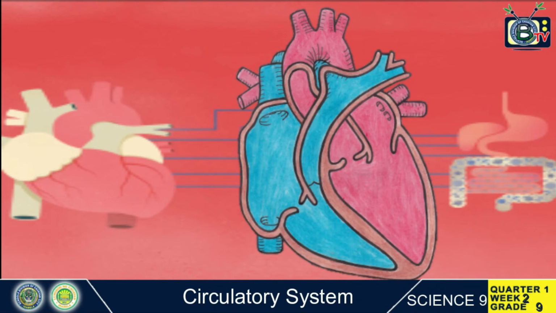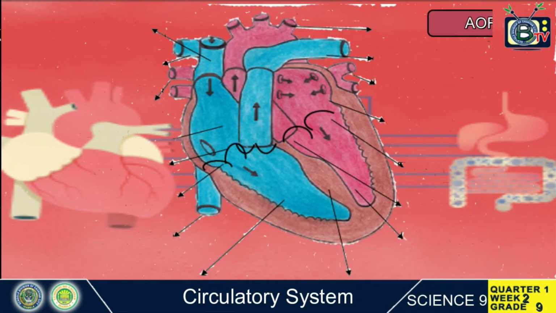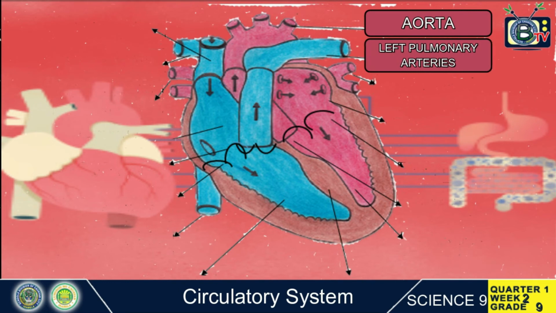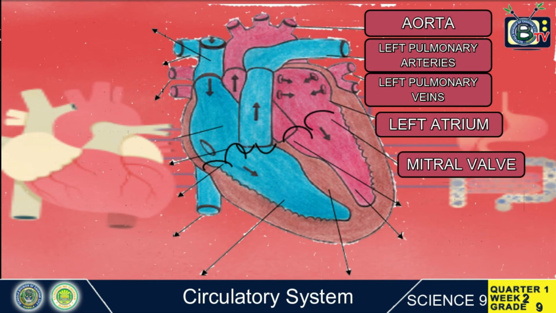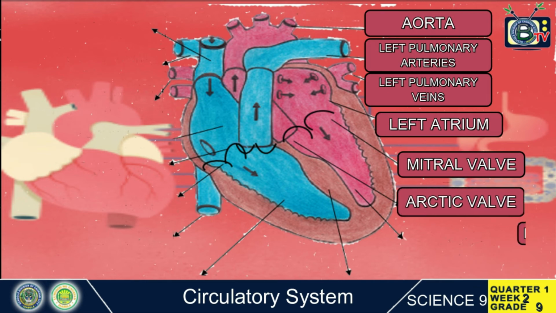The internal structure of the heart. The following are the parts: aorta, left pulmonary arteries, left pulmonary veins, left atrium, mitral valve, aortic valve, left ventricle, and the septum.